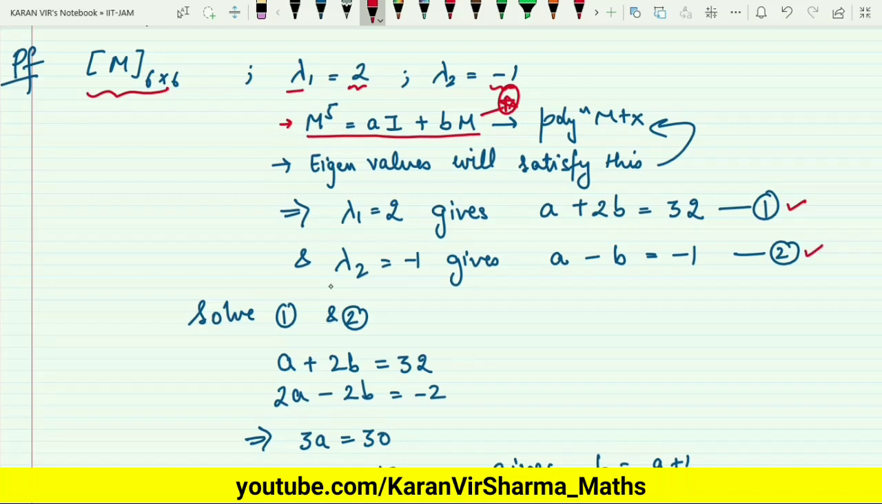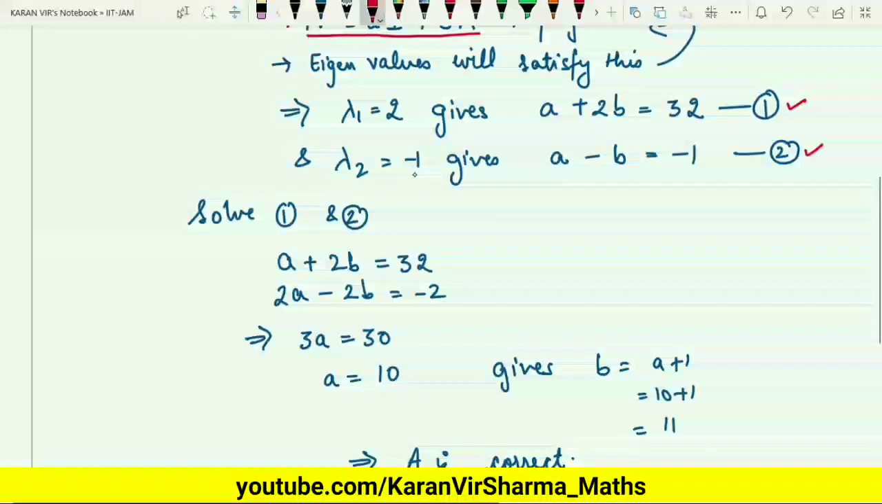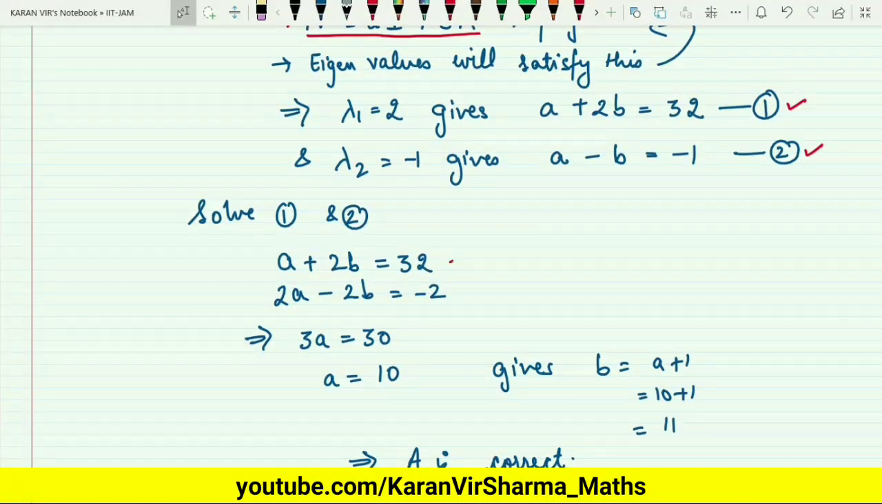Now our main task is to solve these equations, which is very simple to solve. I think you can just multiply the second equation by 2, and just add up the two equations. So on adding you will get 3A equals 30, which implies A equals 10. Now you can substitute the value of A in either of the equations. I have substituted the value of A in this equation, so you get the value of B equals A plus 1, which is 10 plus 1, which is 11.